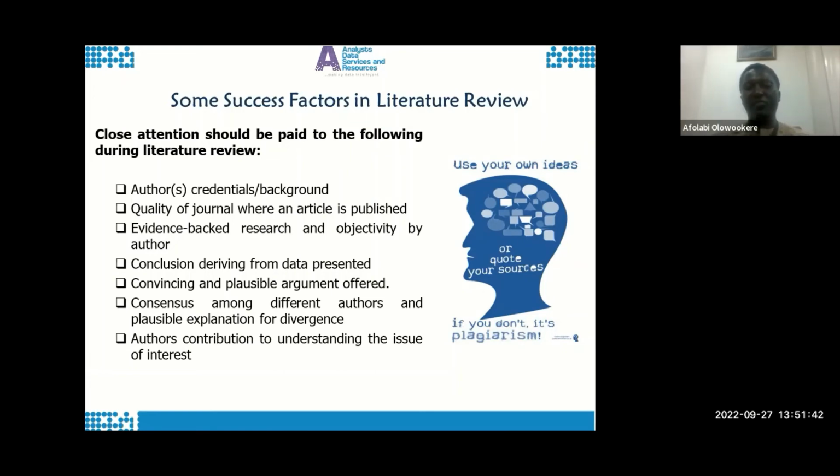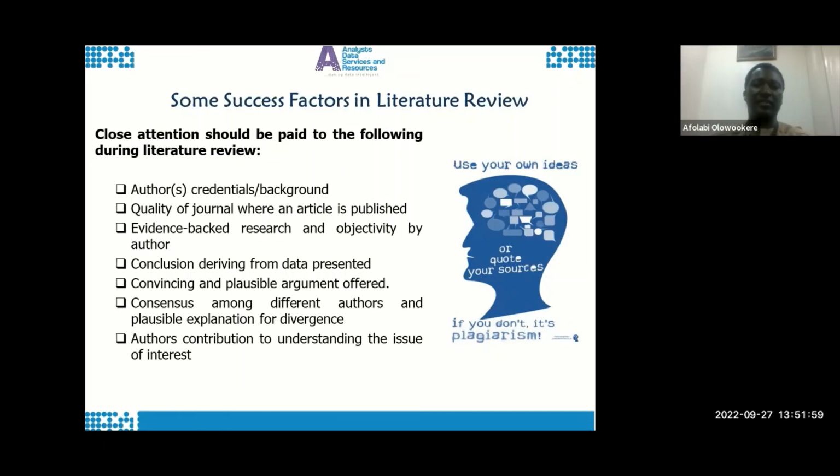Convincing and plausible arguments offered. What are the kinds of arguments that the person is offering? Are they plausible? What is the consensus among different authors? We have different authors in different ways. How are people arguing on this particular issue? Then, the author's contribution to understanding the issue of interest.